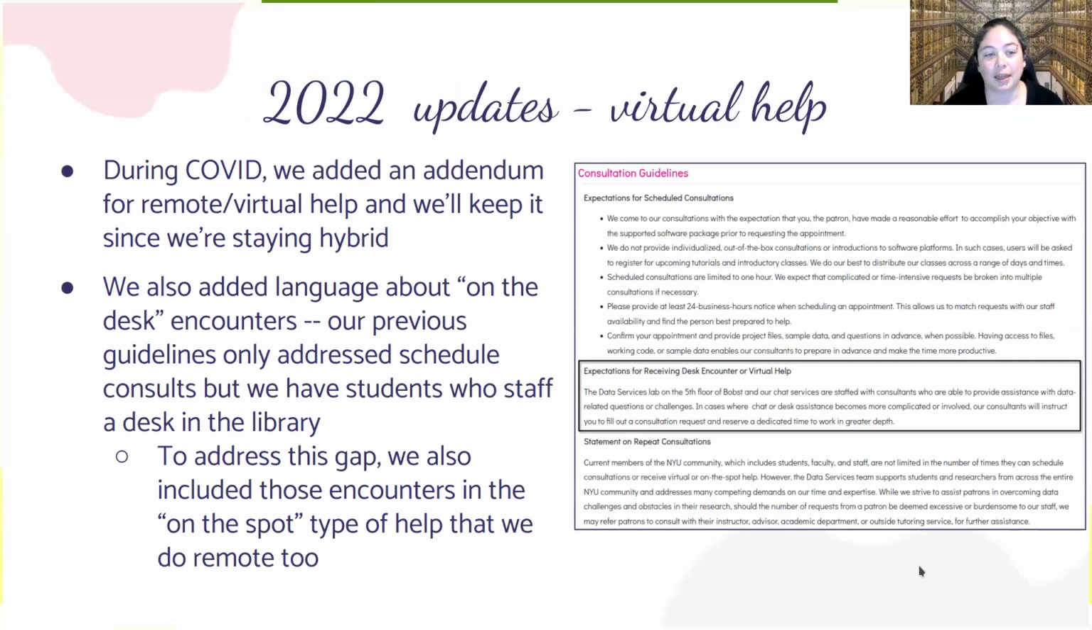We added in some more guidelines around virtual help, and we separated out scheduled consultations from help on the fly at our data services desk, as well as our virtual platforms that are instantaneous. This was just a gap in our existing guidelines. Like I mentioned, in 2019, they were really focused on the one-on-one interviews, but we have so many other services where we interact with patrons where we need some bounding boxes, like our workshops, like being on the desk, like our Ask the Librarian chat and our Discord. So we added an addendum for that as well. It's where, again, the majority of our students sit, so it's really important for them to have something to point to.